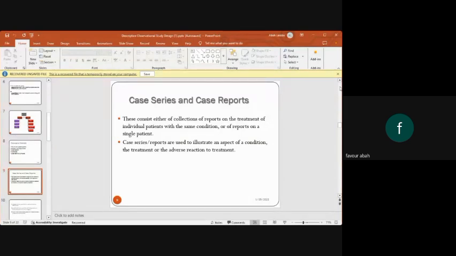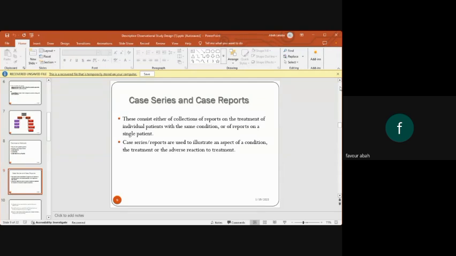Maybe it could be a response to treatment that you've not seen before, a side effect of a drug that you've not seen before, or the outcome of a particular treatment, or even the condition itself that you've not seen before. So that's when you write your case reports.